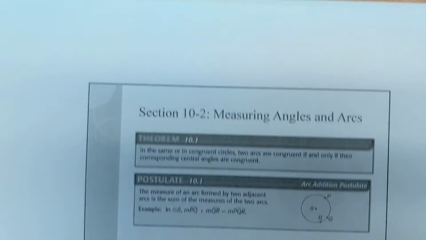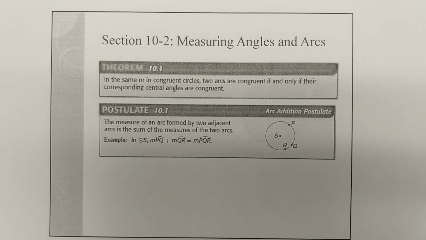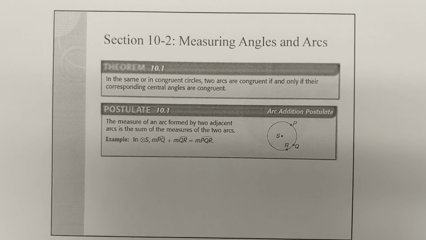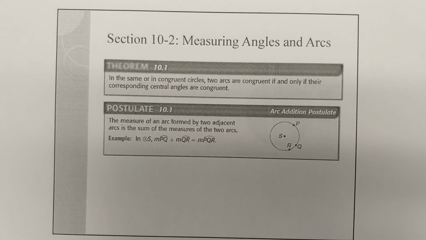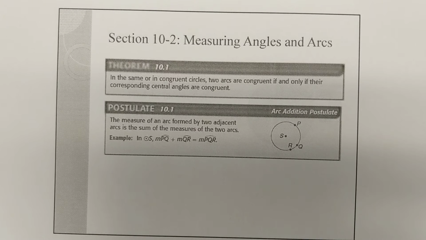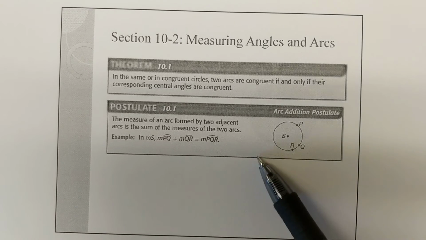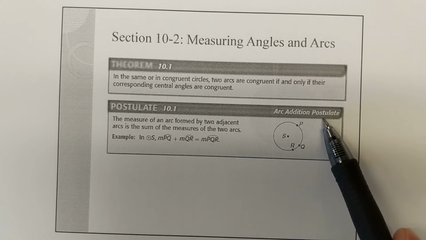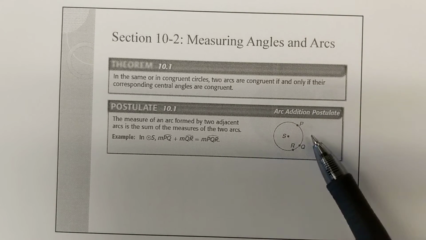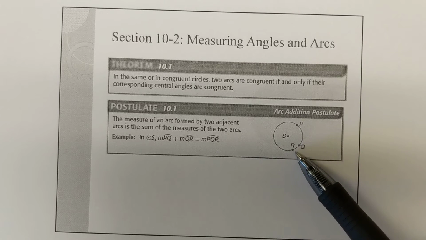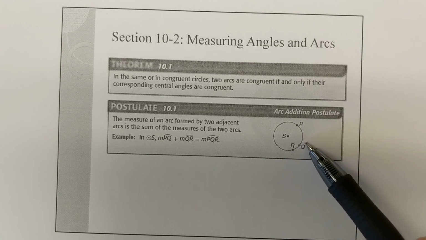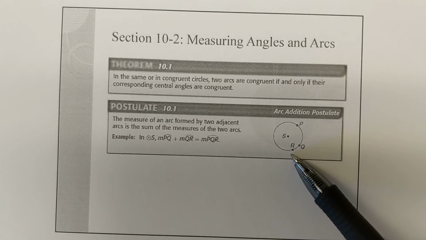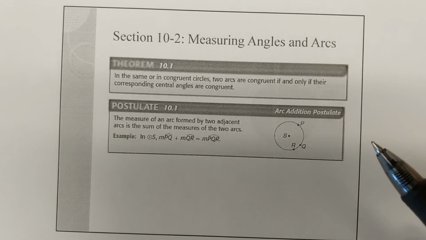All right. So theorem 10.1 here. In the same or congruent circles, 2 arcs are congruent if and only if their corresponding central angles are congruent. So if 2 arcs have the same angle, they're equal to each other. Postulate 10.1 here is the arc addition postulate, which is just like the segment addition postulate. It just says that you can add 2 segments together to get the total thing. So PQ plus QR is the same thing as PR or PQR.